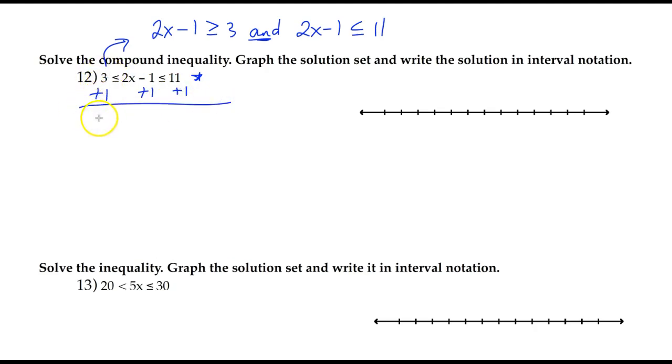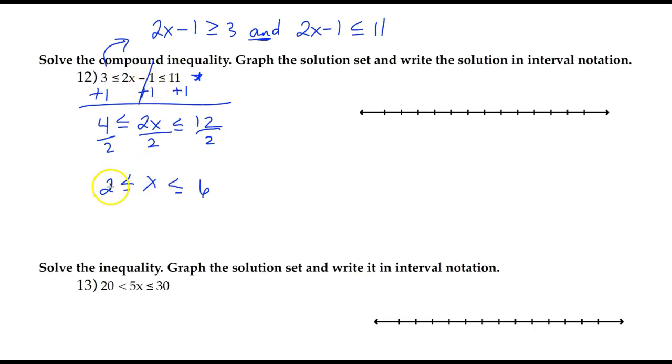inequality. So 3 plus 1 is 4, less than or equal to negative 1 plus 1 is 0, and I just have 2x left, and 1 plus 1 is 2. So 11 plus 1 is 12. And so now, to get x by itself, we have to get rid of this 2, but the legal way to do that is to divide by 2. So we have to do it to all sides. So 4 divided by 2 is 2, 2x divided by 2 is x, and 12 divided by 2 is 6. So this is the inequality answer for this compound inequality.